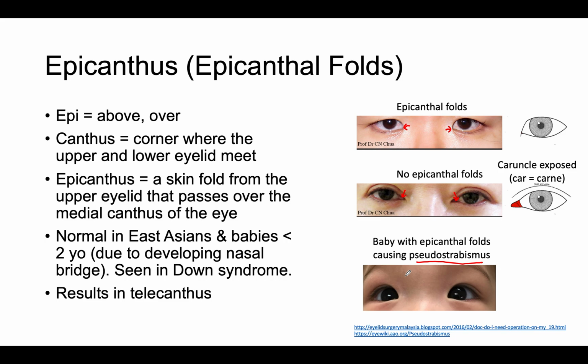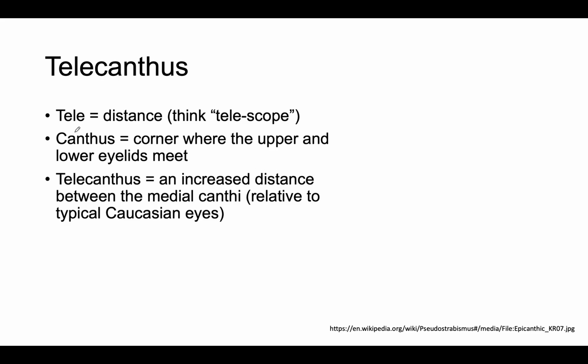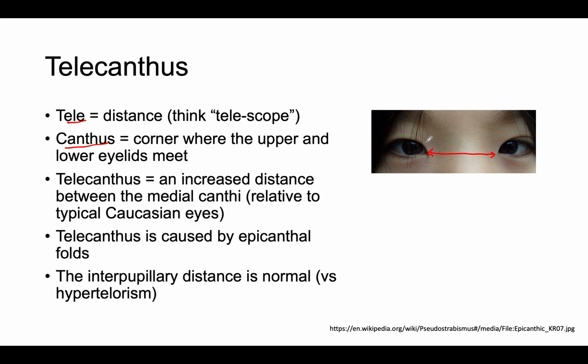Epicanthal folds can result in something known as telecanthus, which is an increased distance between the medial canthi of the eye. So tele refers to distance, as in telescope, and canthus refers to the corner where the upper and lower eyelids meet, as I've discussed previously. And here we can see a patient who has an increased distance between the canthi of the eye. Again, telecanthus can be caused by epicanthal folds, as seen here. And in this case, the interpupillary distance, the distance between the patient's two pupils, is normal. And this is as opposed to hypertelorism, which we'll discuss next.